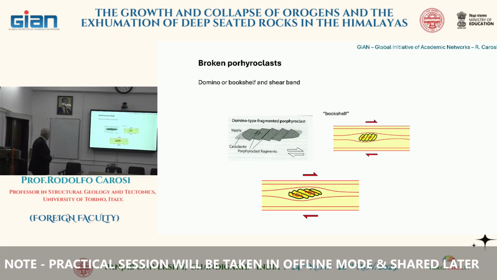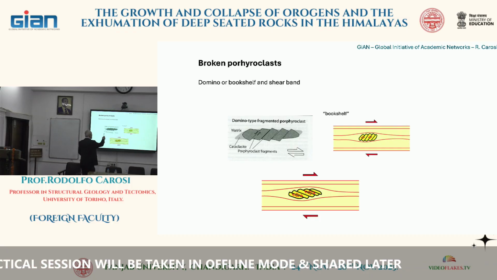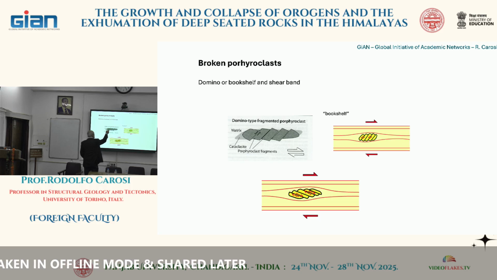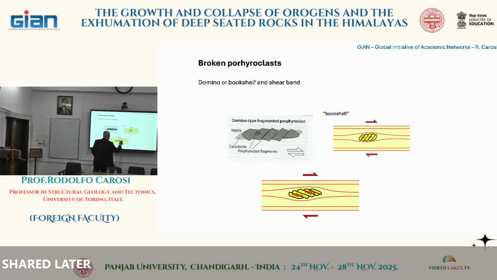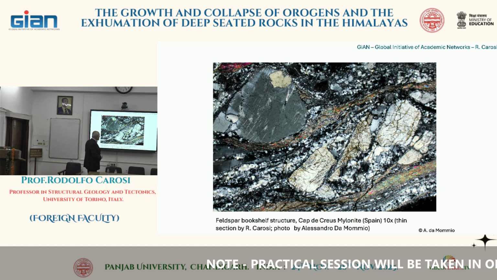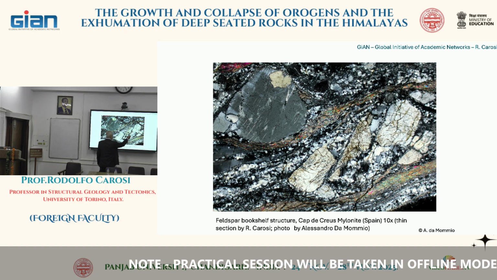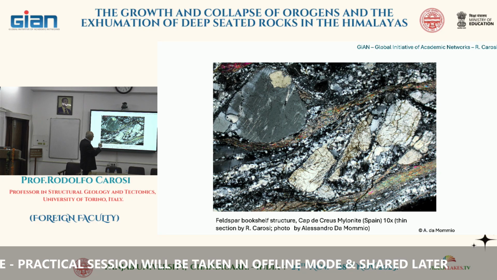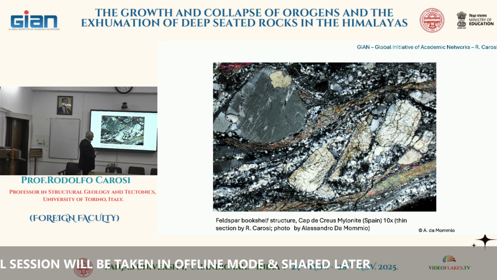So yeah, you can have domino fragmented porphyroclast with high angle fracture, static. So this is sinistral, and the general sense of shear is dextral. It's okay. Here's an example from the Cap de Creus shear zone in Spain, the famous shear zone studied by Spanish colleagues. You can observe a feldspar porphyroclast with domino-like fracture, suggesting up to the right sense of shear.